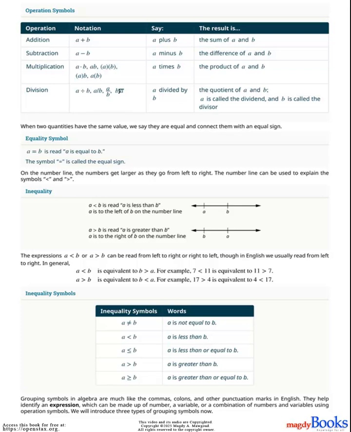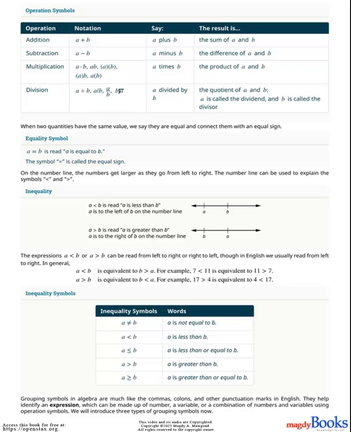In general, a is less than b is equivalent to b is greater than a. For example, 7 is less than 11 is equivalent to 11 is greater than 7. a is greater than b is equivalent to b is less than a. For example, 17 is greater than 4 is equivalent to 4 is less than 17.